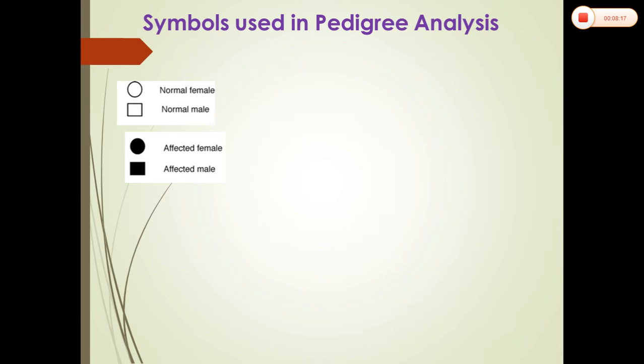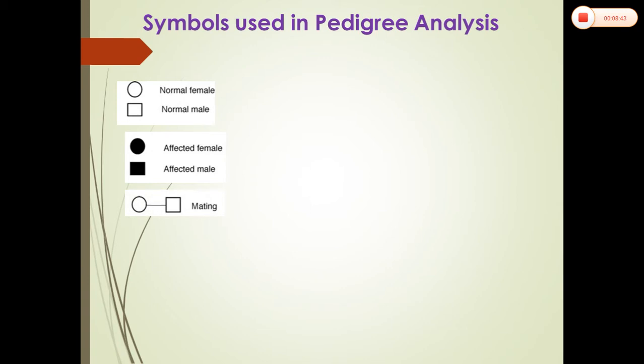So it is clear. If the circle is empty, it shows a normal female. If the square is empty, it shows a normal male. If the female shows the particular trait, we draw a filled circle, a black circle. If the male is affected throughout the family, we show it with a filled square.